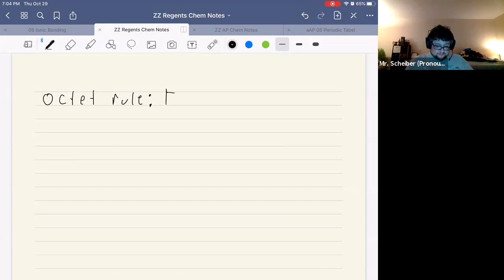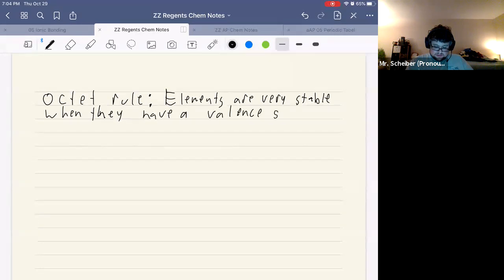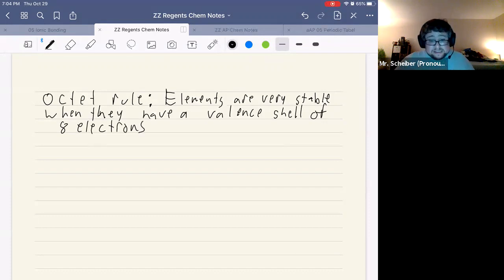And basically, the octet rule says that elements are very stable when they have a valence shell of 8 electrons. So 8 electrons tends to be very stable. It's something in nature that we see over and over again. And there's a very special reason for it.